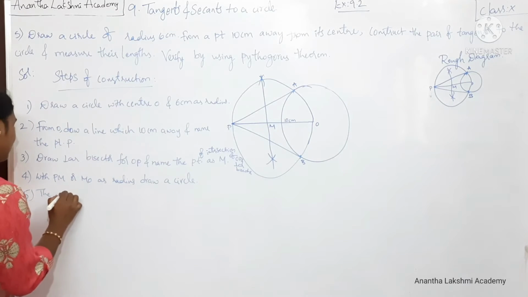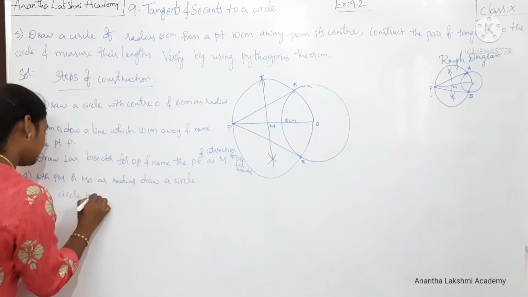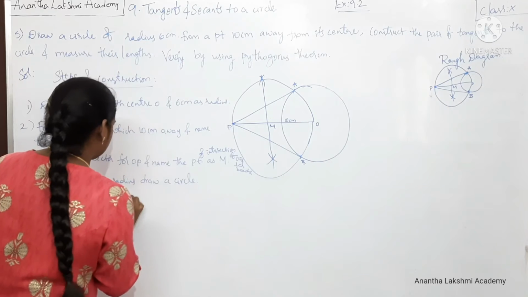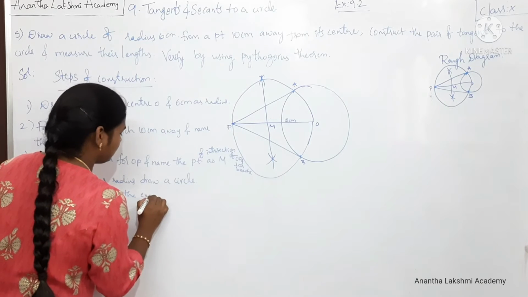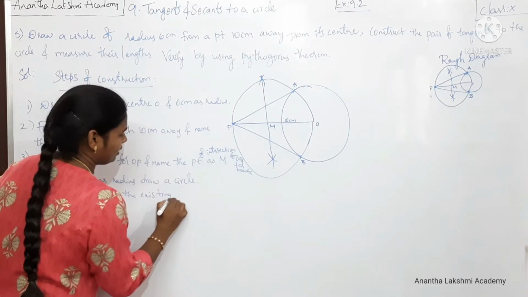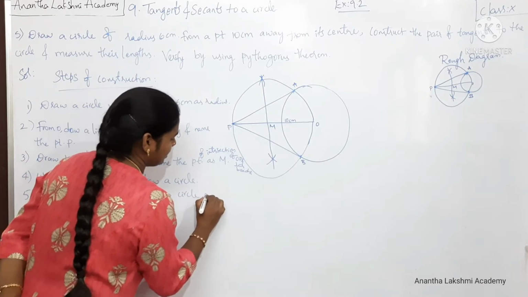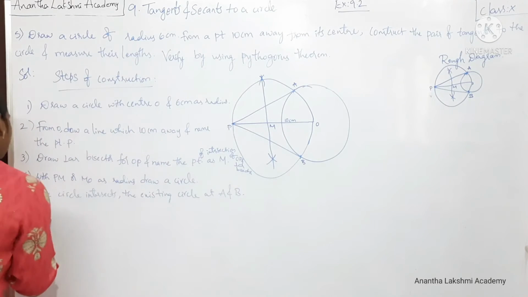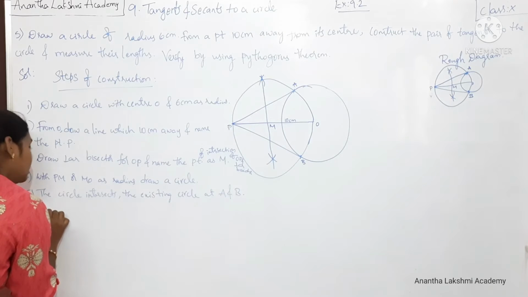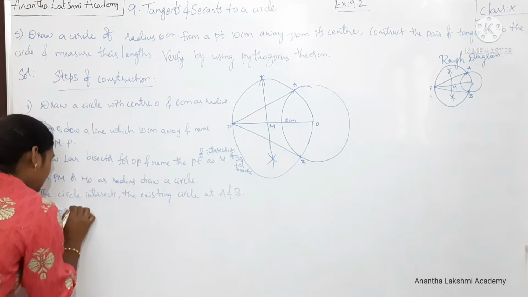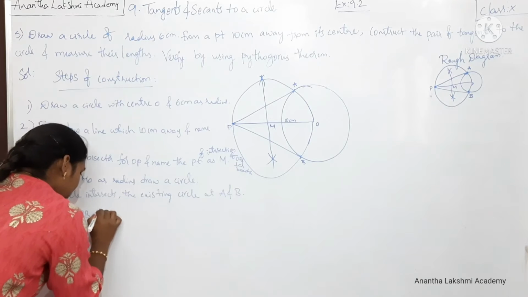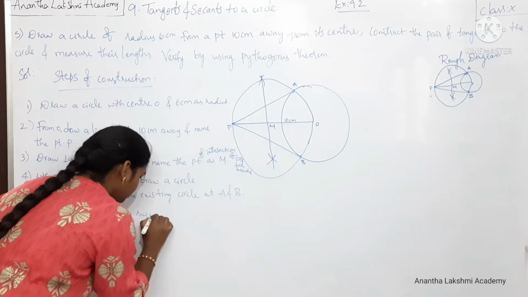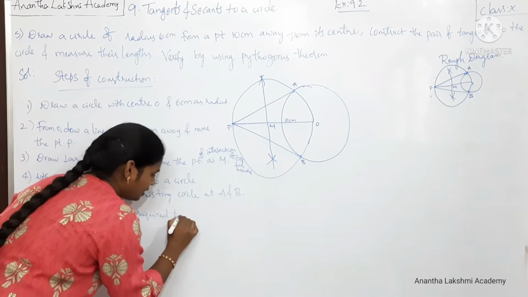The circle intersects the existing circle at A and B. Okay. Now, join PA and PB. These are the required tangents. Alright. These are our required tangents.